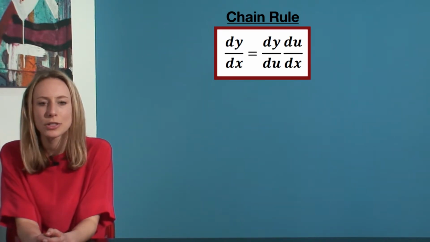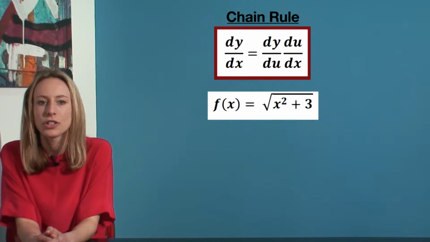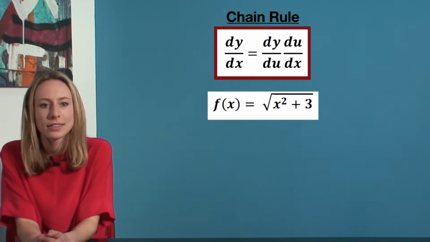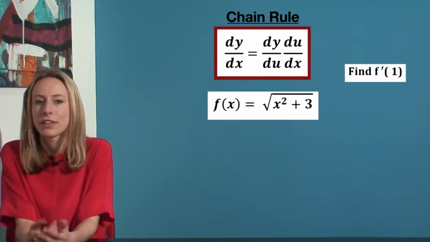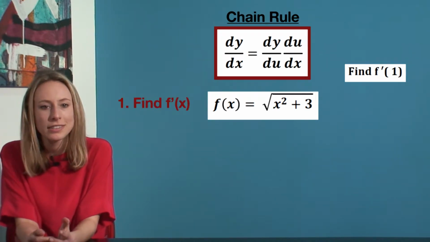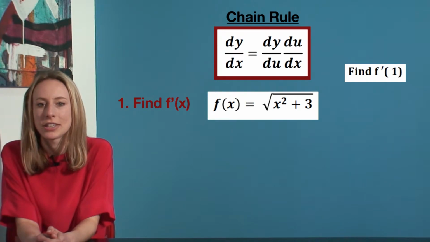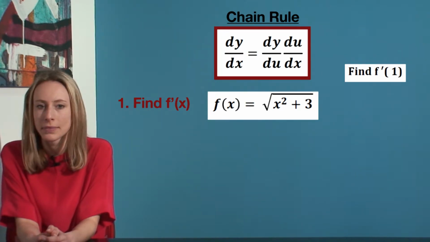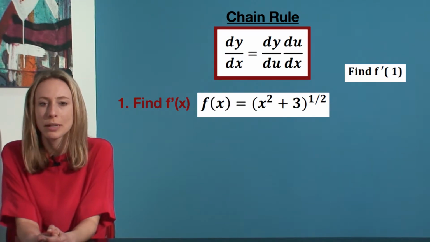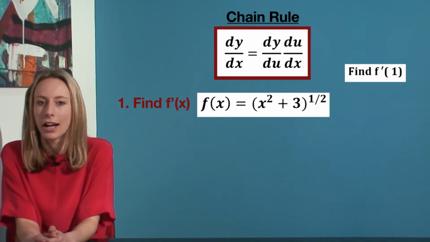For example, from the 2014 Exam 1, Question 1b, f(x) equals root of x squared plus 3. Find f'(1). To find f'(1), we first need to find f'(x). The first thing to do here is to rewrite the equation in power form. This means converting the square root to a power. f(x) equals (x squared plus 3) all to the power of a half.